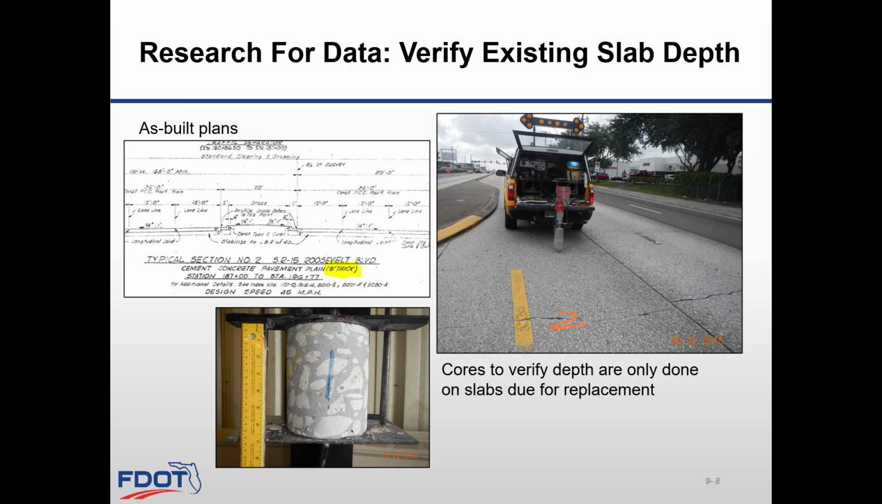Data needed for concrete rehabilitation is to start by verifying the slab thickness. The concrete thickness can be verified by obtaining as-built plans, coordinating with your FDOT PM to request from the district materials office to obtain some coring data to verify the information. Cores are only done on slabs that are due to be replaced, as you can see in the photo.